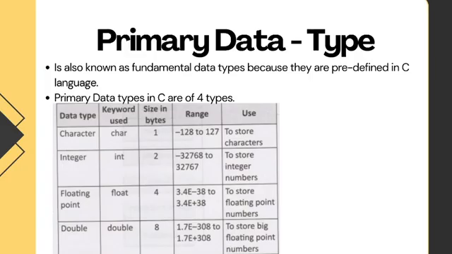Primary data type. Primary data types are also known as fundamental data types because they are predefined in the C language. Primary data types in C are of four types. That is character. Keyword used is char. Size in bytes is 1. Range is from -128 to 127, and it is used to store characters. Integer size is 2 bytes, float 4, and double is 8.